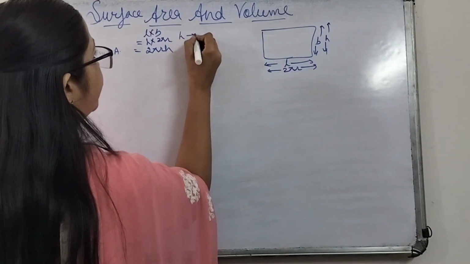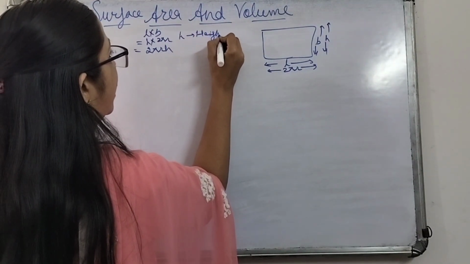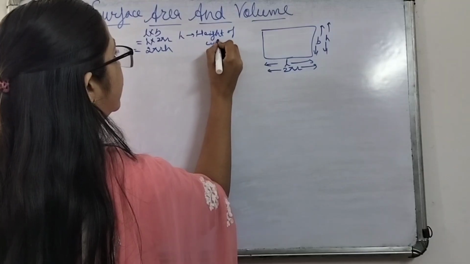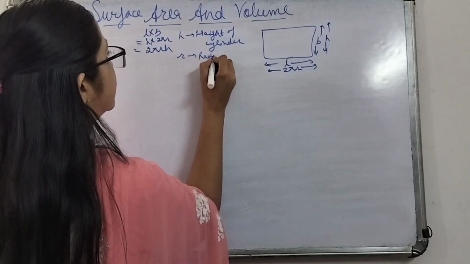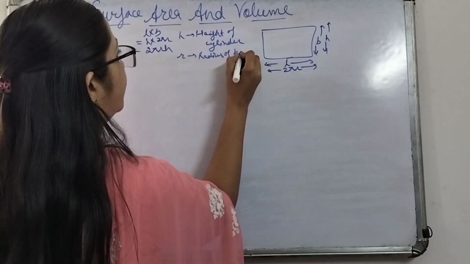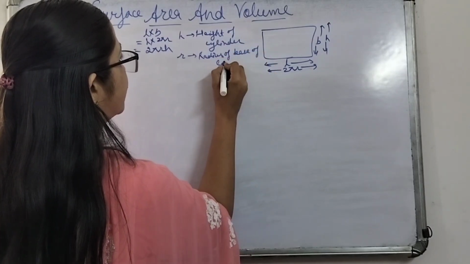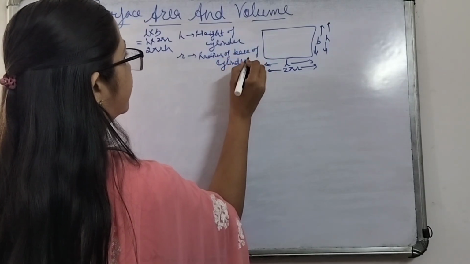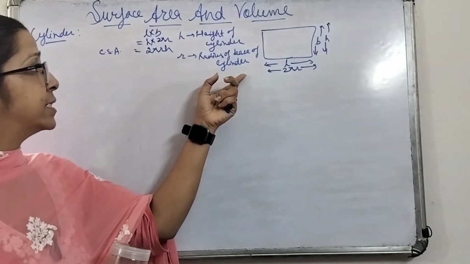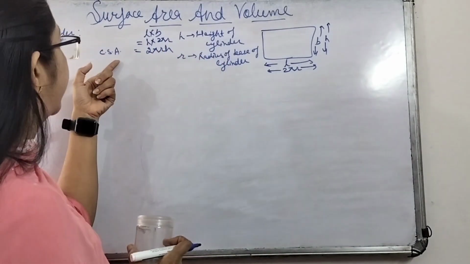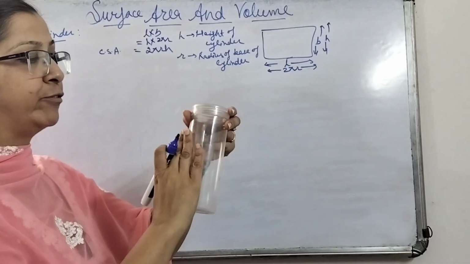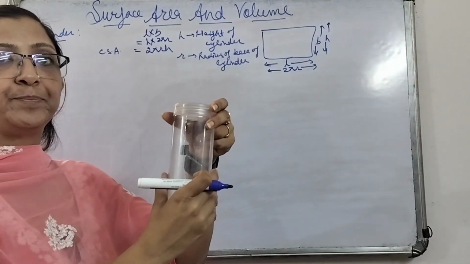of the cylinder, and r is the radius of the base of the cylinder, because the base of the cylinder is circular, so the radius of the base of the cylinder is r, and h is the height of the cylinder. This will give you 2 pi r h, which is the curved surface area.